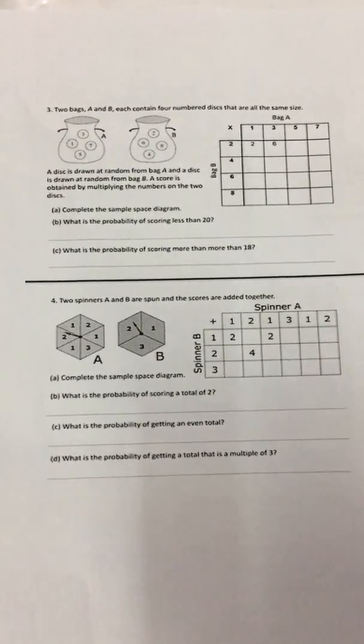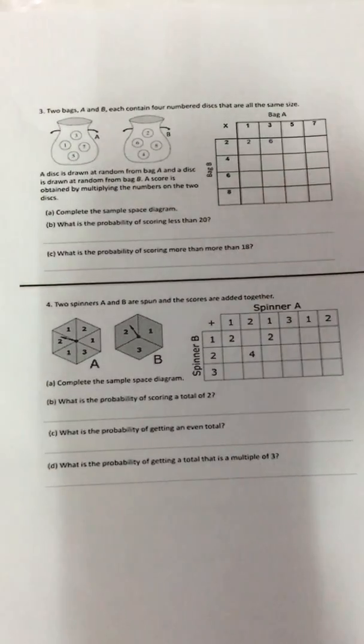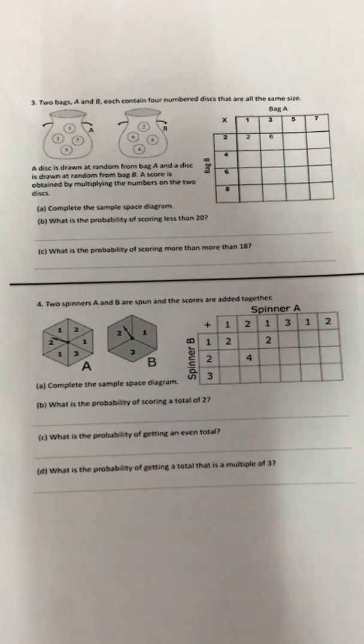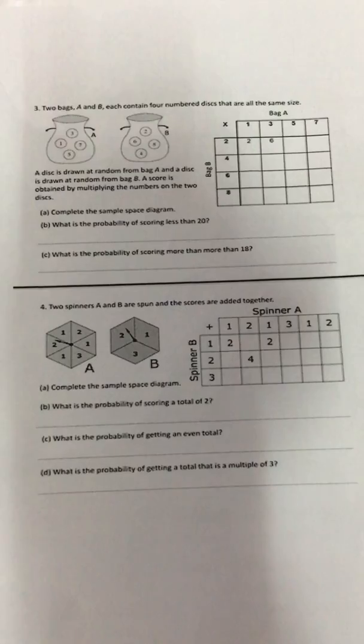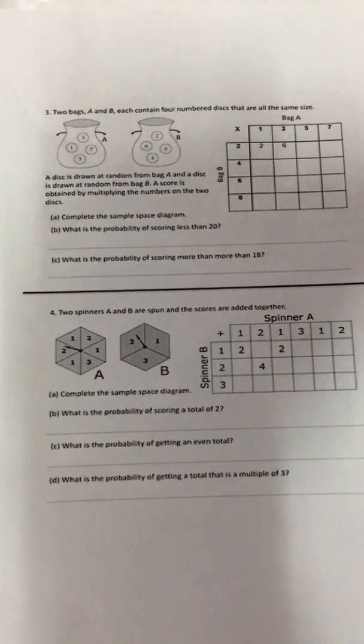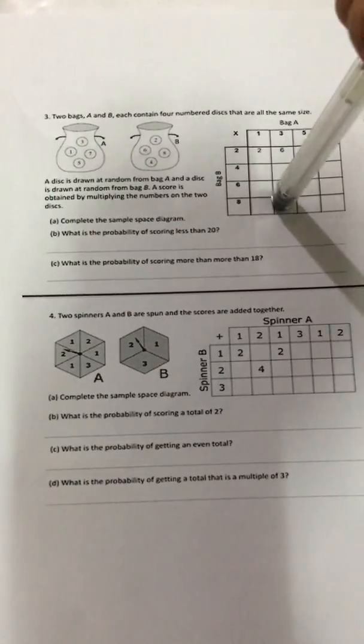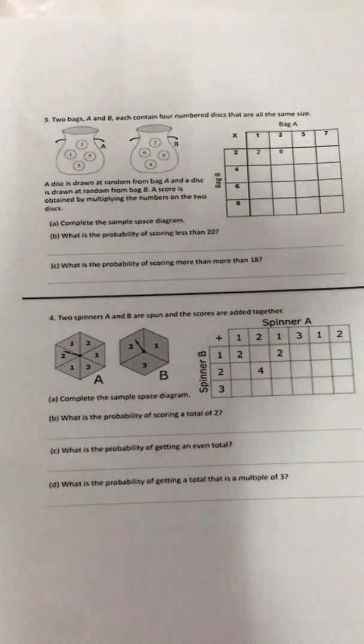In the first question we have two bags, A and B, each containing four numbered discs that are all of the same size. Bag A has four discs that are 1, 3, 5 and 7, and bag B also has four discs with the numbers 2, 4, 6 and 8. We have a sample space over here which is incomplete, and we have to complete this sample space first, and then we have to answer two questions.